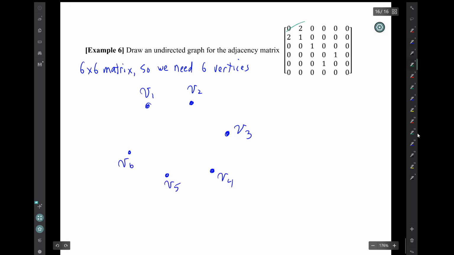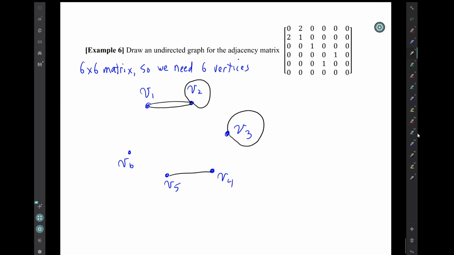Okay, let's get to work. Those two entries that have a 2 in them tell us that there are 2 edges connecting vertex 2 and vertex 1. This entry that's a 1 tells us that there's a loop at vertex 2. This entry tells us that there's a loop at vertex 3. These entries tell us that there's a single edge connecting vertex 4 to vertex 5. And that's it. So notice that we have 4 connected components.